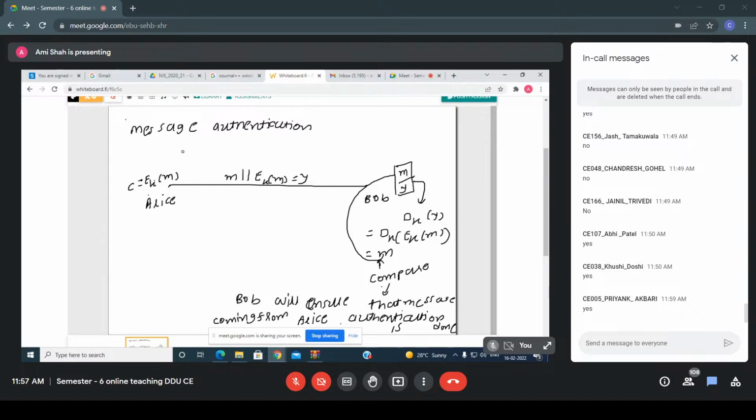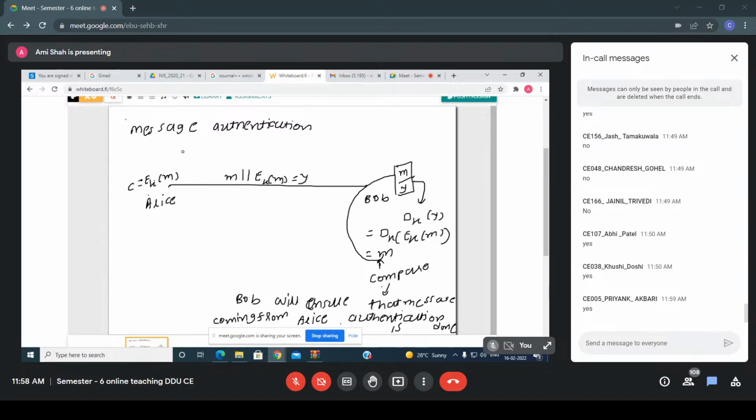Just for authentication, we don't need to encrypt the whole message, right? So for that, what do we have to do? See, if you are using this technique and my message is very long, then the encryption becomes very costly.